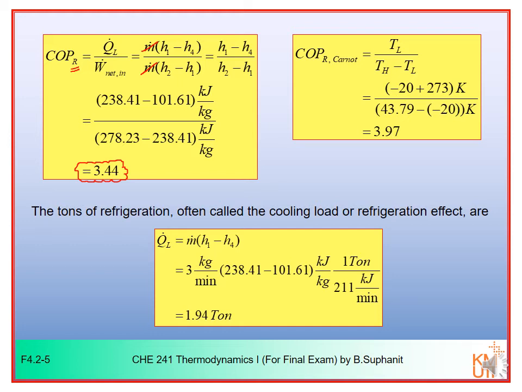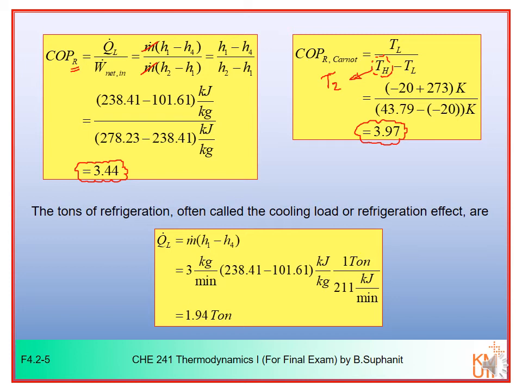Okay. So the maximum temperature is at point number 2, T2. We have already calculated T2 is 43.79 degrees Celsius. TL is minus 20 degrees Celsius. So we take the difference between them, and that would be similar to the delta in Kelvin. So COP of the reverse Carnot operating between the same temperature range here would be 3.97, which is greater than the COP of the ideal VCR that we have considered here.